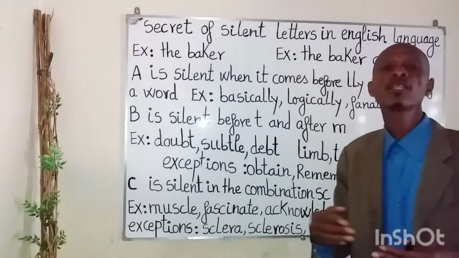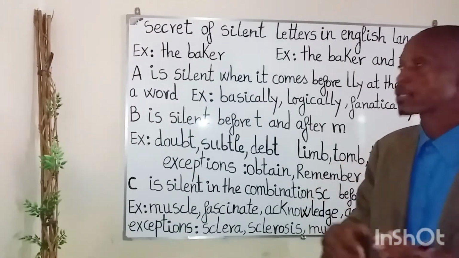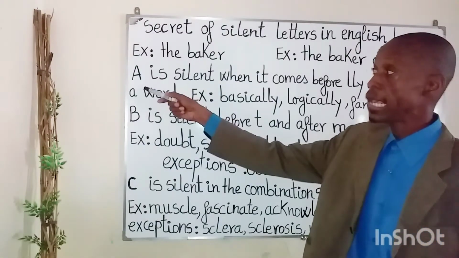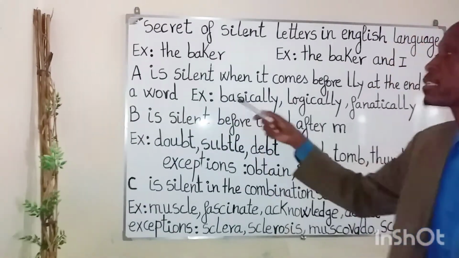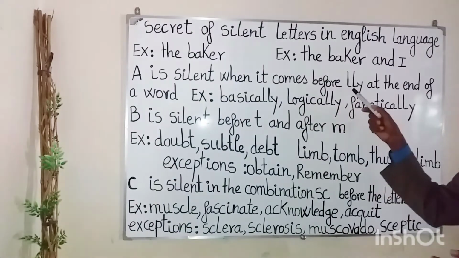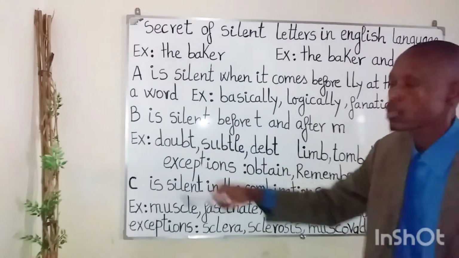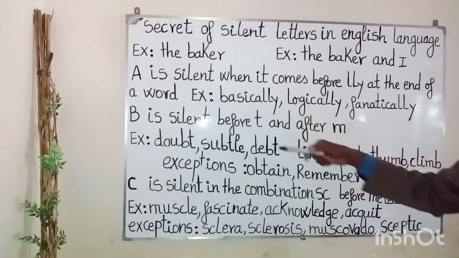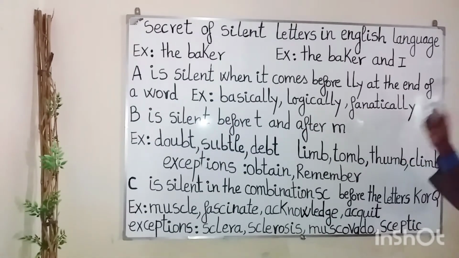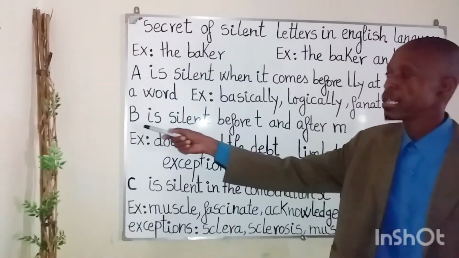Now, let's go deeper into our lesson. The letter A is silent when it comes before LLY at the end of a word. For example, basically, logically, phonetically. Move to the letter B.